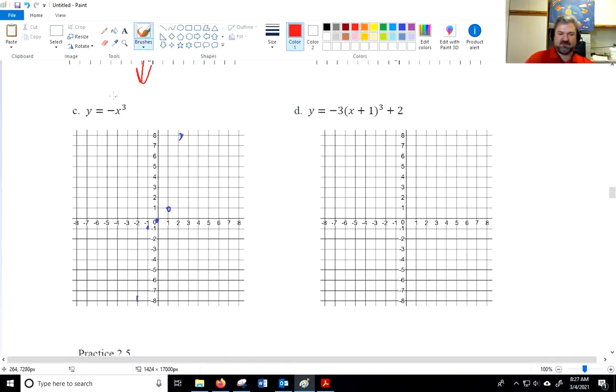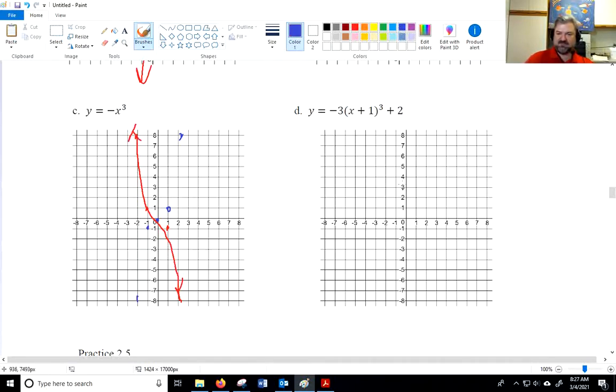And negative means we're going to be taking the y-coordinates and making them negative. So (1, 1) becomes (1, -1). (2, 8) becomes (2, -8). (-1, -1) becomes (-1, 1). (-2, -8) becomes (-2, 8). Giving us that shape.